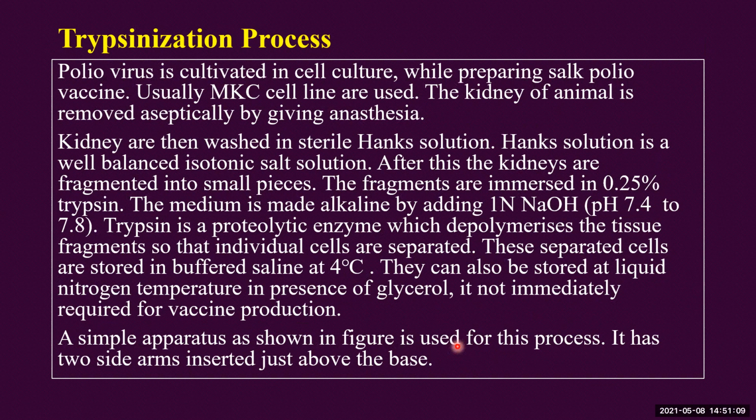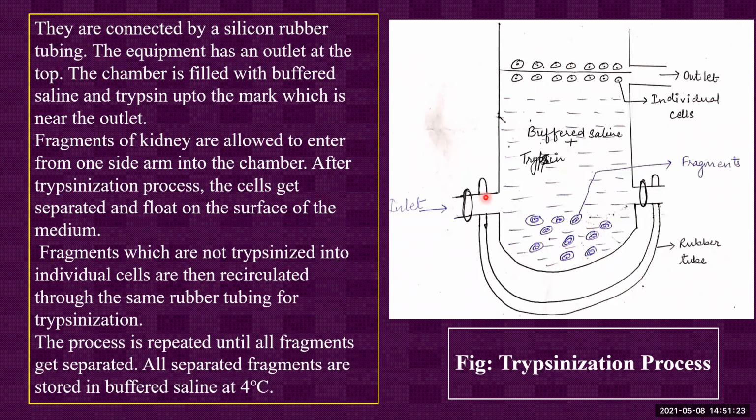Now, we use a simple apparatus for this depolymerization of kidneys, for separating the single cells of kidney. Okay, this instrument has 2 side arms inserted just above the base. You can see this is an instrument. This is an inlet. Okay, and this is a rubber tube connected here. Inside, we place the fragments of the kidneys, and the kidney fragments are placed in buffered saline with trypsin. After trypsinization, the kidney cells are depolymerized and individual cells which are lighter in weight get collected at the top of the buffered saline, and from the outlet, individual cells can be separated.